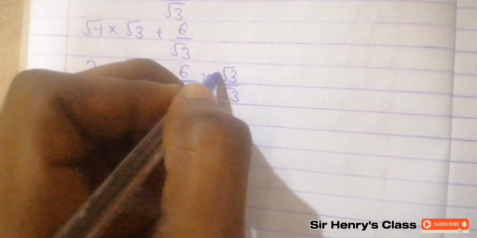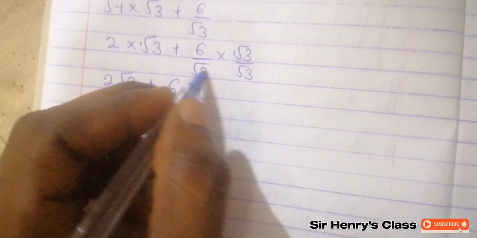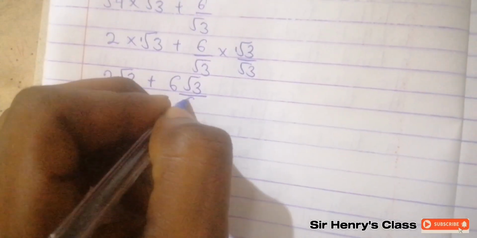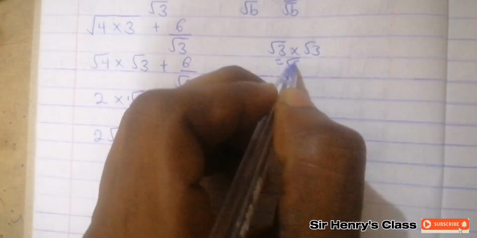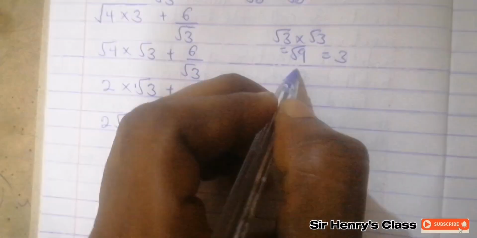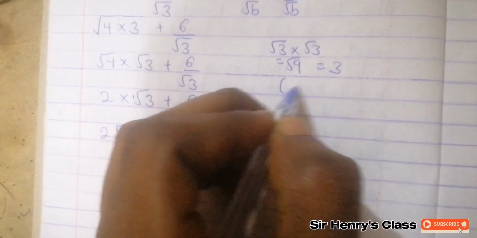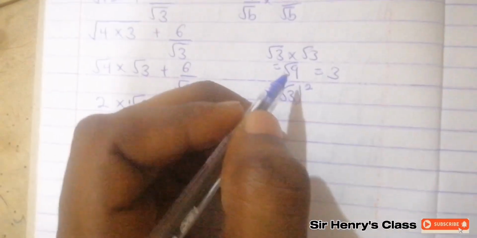So 6 times root 3 is 6 root 3. We assume there's a coefficient of 1, divided by, now we have root 3 times root 3. Root 3 times root 3 will give us root 9, and root of 9 is 3. Or in other words, I can put this in brackets and square them, and the square will take off the roots. So the answer is 3.